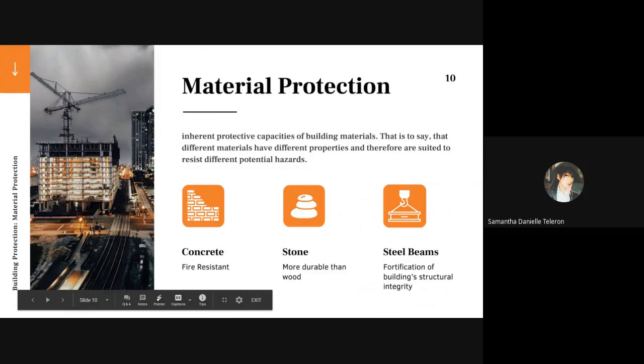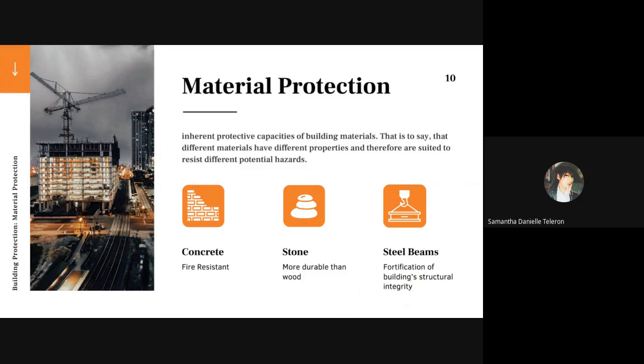Next is material protection. It refers to the inherent protective capacities of building materials. That is to say, different materials have different properties and therefore are suited to resist different potential hazards. There are three materials that exhibit protection and safety. First is concrete, which is fire resistant. Second, stones are more durable than wood. And lastly, steel beams may be employed in construction in order to fortify a building's structural integrity. Indeed, perhaps even Stonehenge was constructed out of large stones so as to ensure its longevity, whereas a wooden structure would collapse and decay.